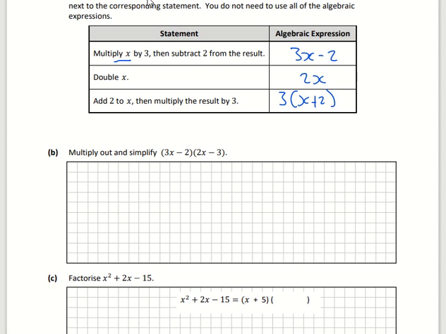So that's 3 and x plus 2 in brackets. B then is multiplying out double brackets. There are different ways of doing this. You might have seen these types of arrows before.